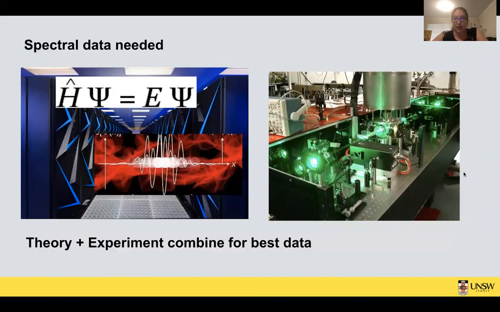So spectral data is needed in order to find molecules anywhere. And really, in order to find that spectral data, we want to combine the best theory, which is normally quantum chemistry. You solve the Schrodinger equation using as big a supercomputer as you can get, as accurately as you can get it. And then you actually need to combine that with experiment to get the best results.